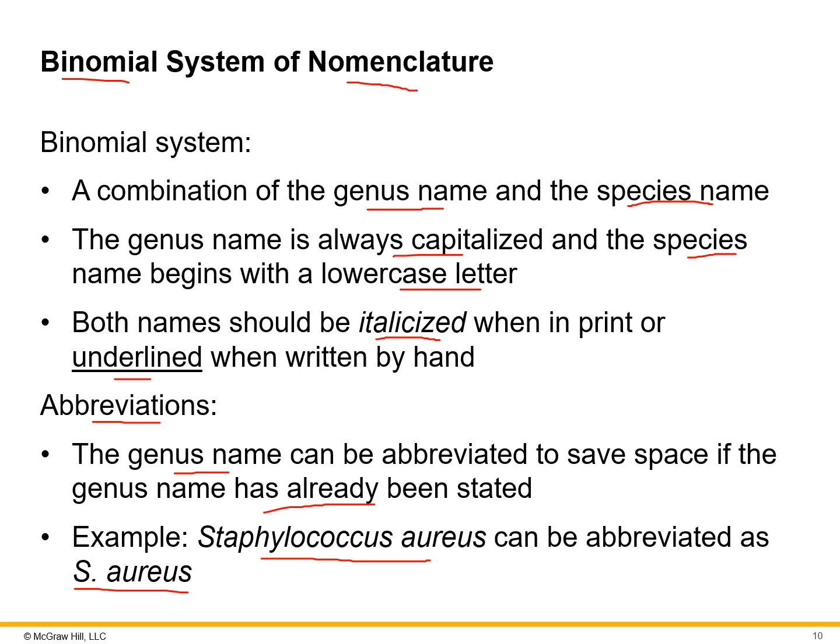But again, just looking at how to correctly write the scientific name. So again, the genus name comes first. So Staphylococcus is the genus name in this scenario. So again, it is capitalized. Then the species name is second, and it is lowercase. But both of them are italicized because, of course, we're here in print. But if we were writing it, we would just underline it to identify that it's a scientific name.